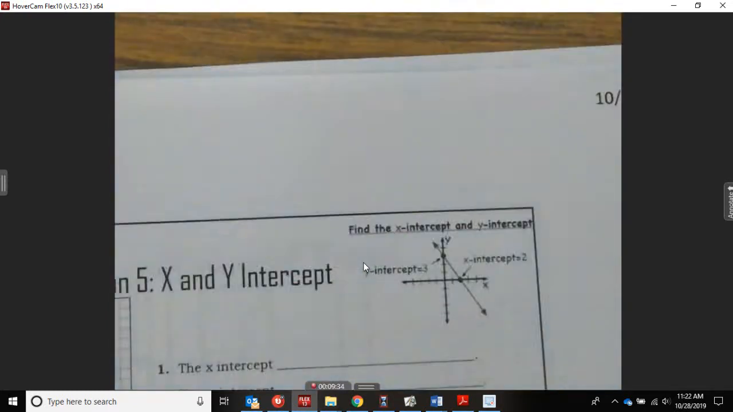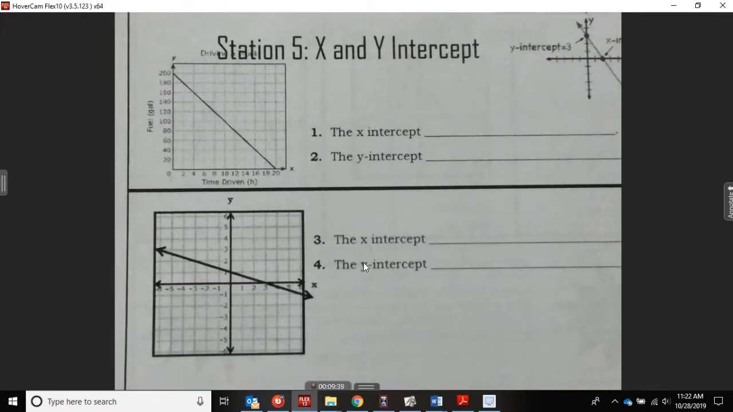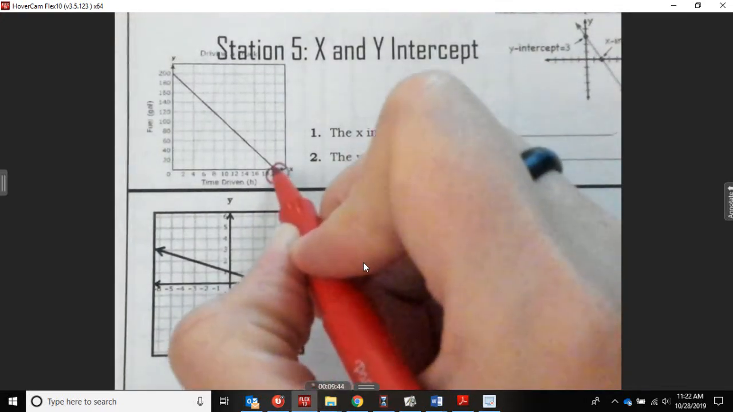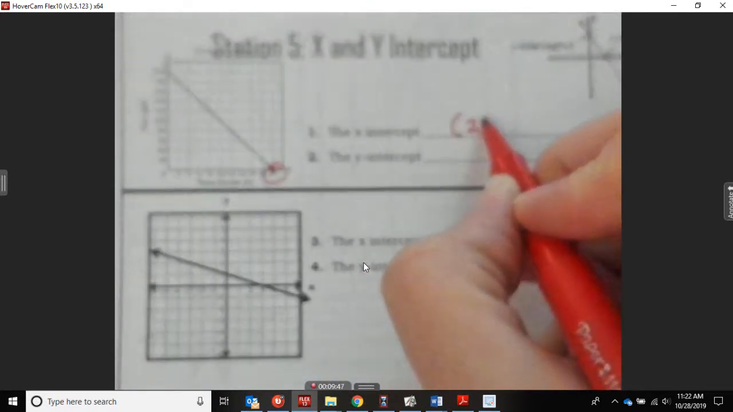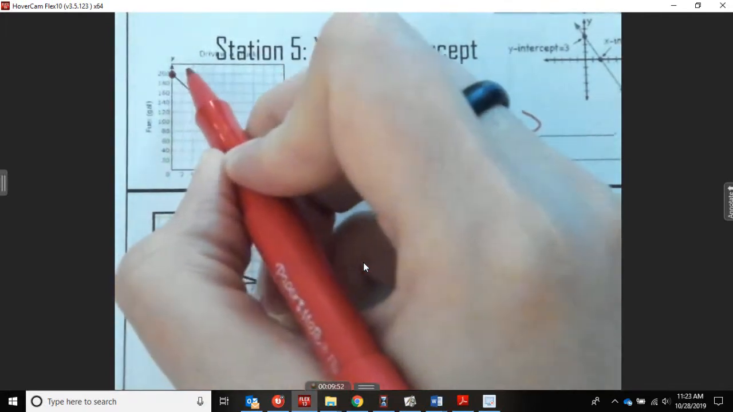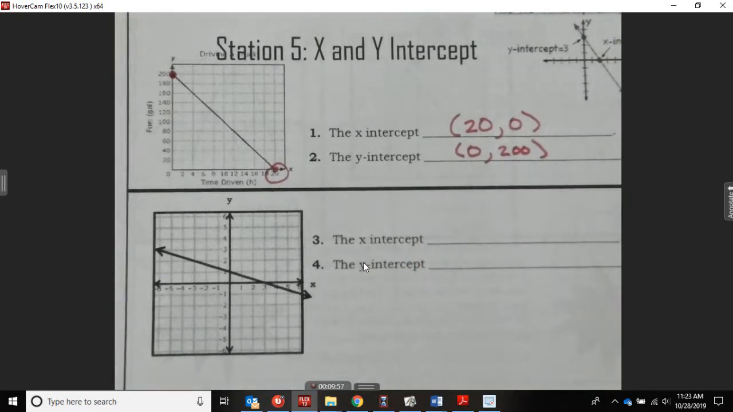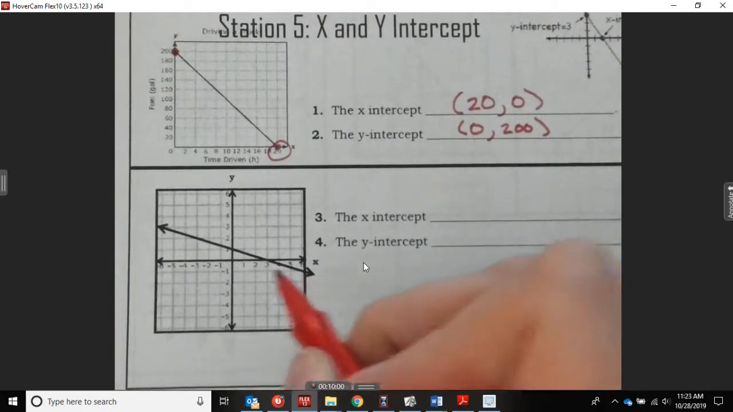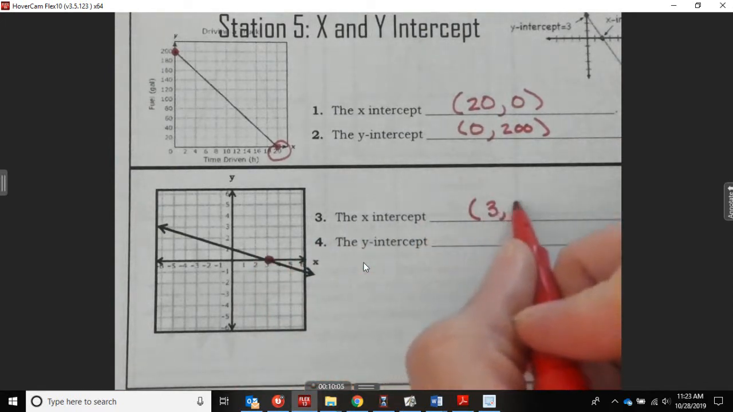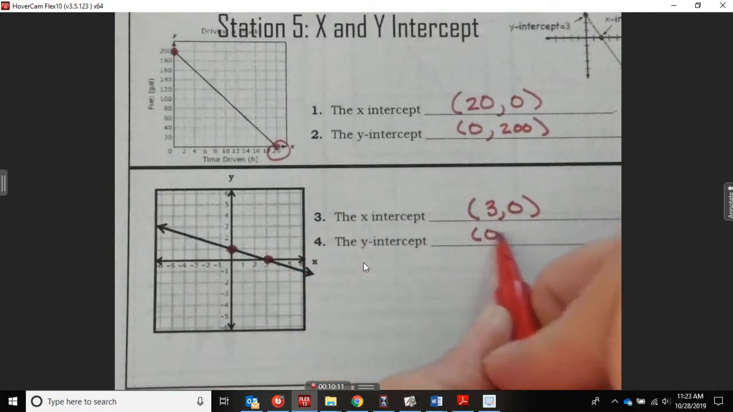All right, station 5 is just looking at a graph and saying what are those x and y-intercepts. And we've actually already seen both of these graphs. So the x-intercept is right here. It's at 20, but the ordered pair is 20, 0. The y-intercept is up here on the y-axis, and it is 0, 200. And then this one here, the x-intercept crosses right here at 3. That ordered pair, though, is 3, 0. And then the y-intercept is 1, but the ordered pair is 0, 1.